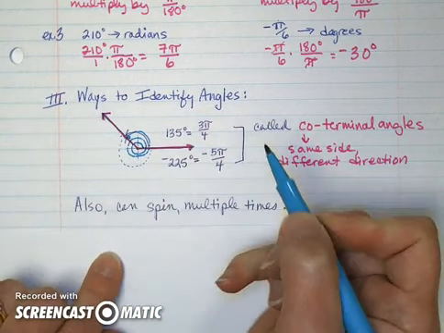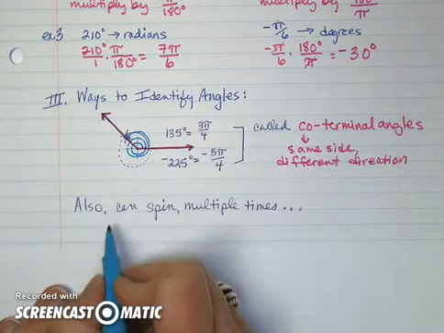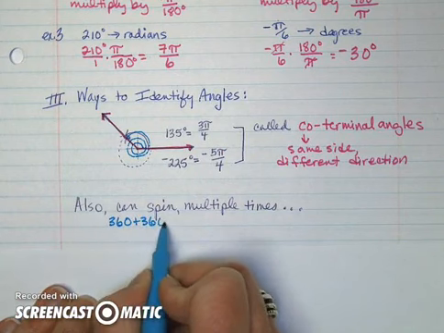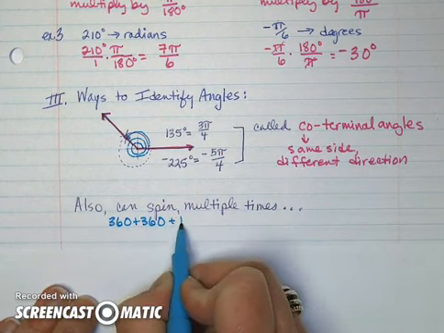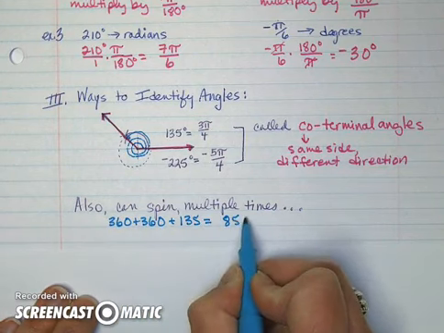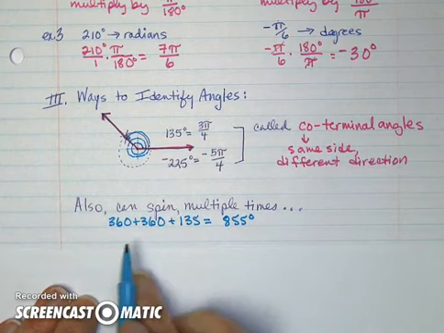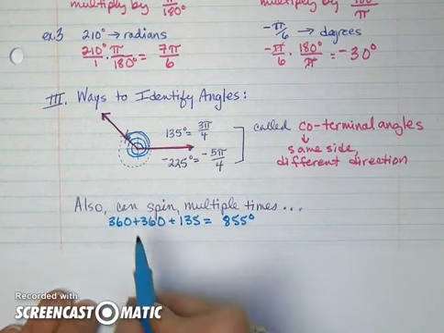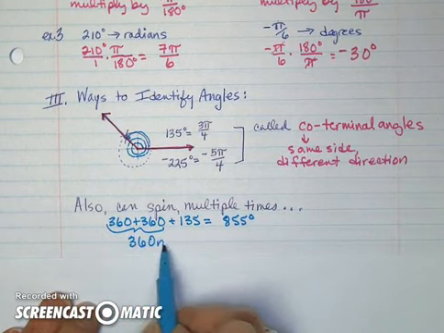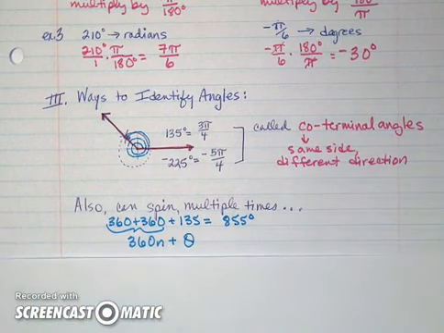So I've gone around it. I did 360. I did another 360. And then I did 135. That got me to 855 degrees. And you can do that. You can keep spinning and spinning around, and you will have different multiples of 360 plus the theta, the angle that you are dealing with. We were dealing with 135.